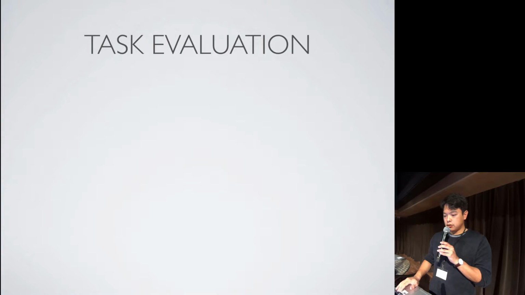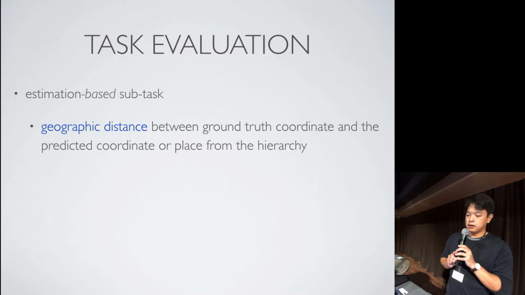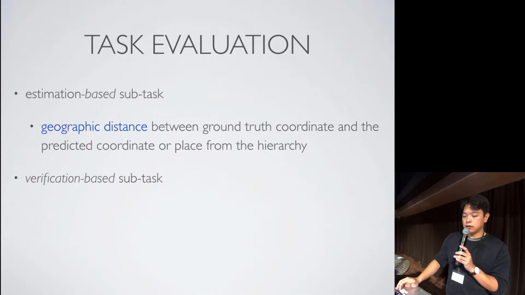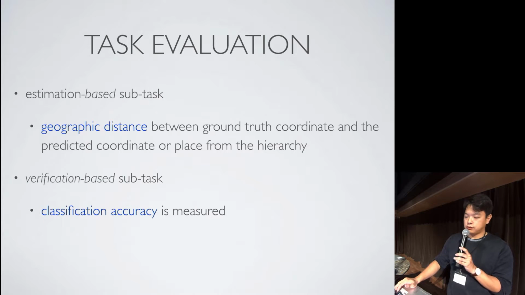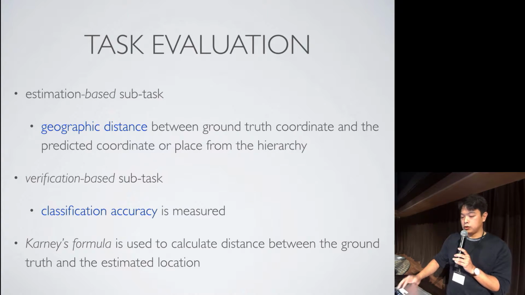So the evaluation for the estimation-based subtask was done by measuring the geographic distance between the ground truth coordinate and the predicted coordinate. Or if you pick the node in the place hierarchy, then we find the centroid of that place node and measure the distance between the ground truth and the centroid points. And for the verification-based subtask, we measure the classification accuracy. We used Carney's formula to measure the distance.